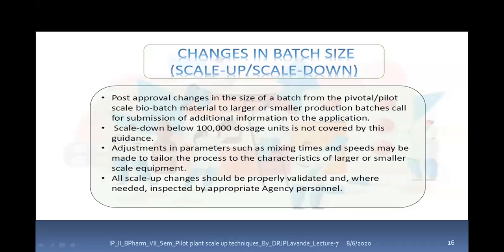Adjustment in parameters such as mixing times and speeds may be made to tailor the process to the characteristics of larger or smaller scale equipment. Tailor means based on the requirement. All scale up changes should be properly validated and, where needed, inspected by appropriate agency personnel. If needed, some outsourcing agencies are appointed in order to validate, confirm and ensure the quality.